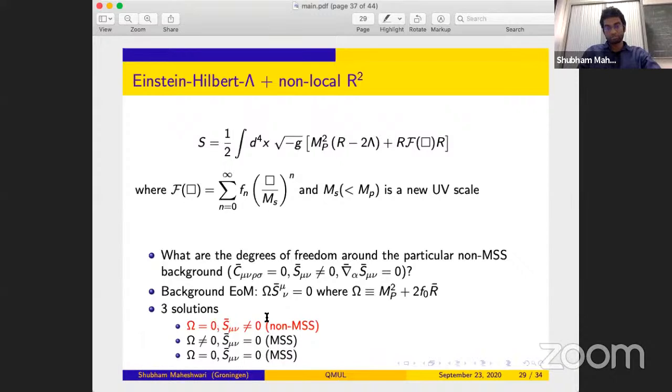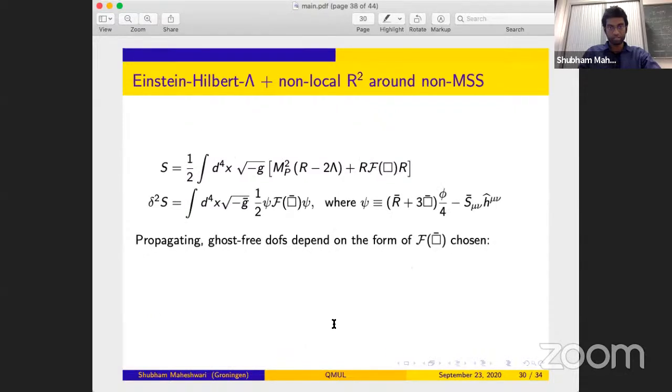So if you have a traceless Ricci tensor which is non-zero, then you are not in a maximally symmetric spacetime. And this is the first thing that I would like to consider. In this non-maximally symmetric spacetime, the quadratic action, again, has a very simple form. It has only one scalar degree of freedom, which is psi, which is actually a combination of the two basic degrees of freedom, phi and h cap, where phi was a scalar degree of freedom and h cap was a tensor. And by the way, psi is also gauge invariant because phi and h cap are gauge invariant.